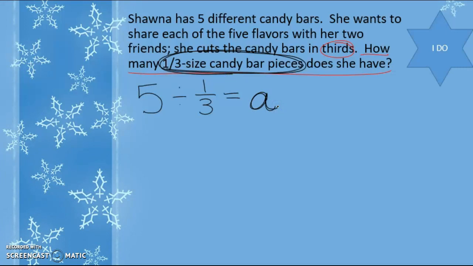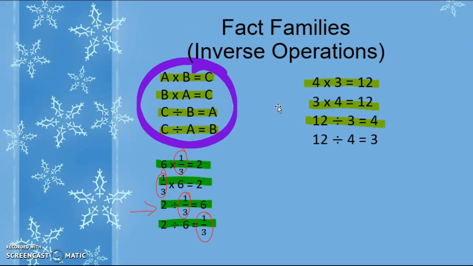Now let's go back and look at what we learned before. If 5 divided by 1/3 equals A, then I know that A times 1/3 must equal 5. For those of you who really understood our last chapter very well, you might be able to figure out what A should be.